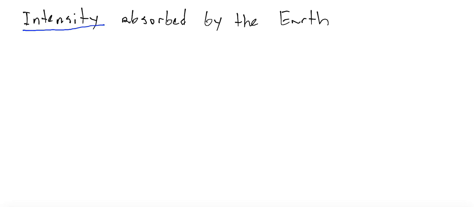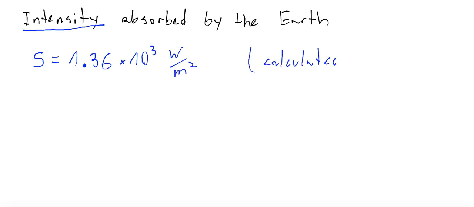Let's look. We know that the solar constant, S, is around 1.36 in your notes. In your data booklet you have 1.36 times 10 to the power of 3 watts per square meter. We calculated this previously, do you remember? And we know that the average Earth's albedo is equal to 0.3, which means that 30% of radiation is scattered, reflected, and only 70% is absorbed.